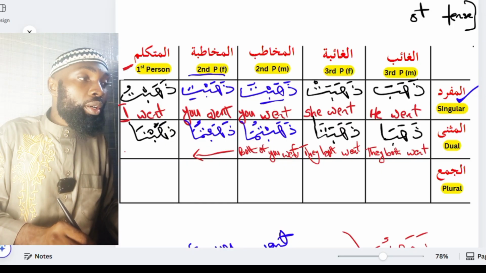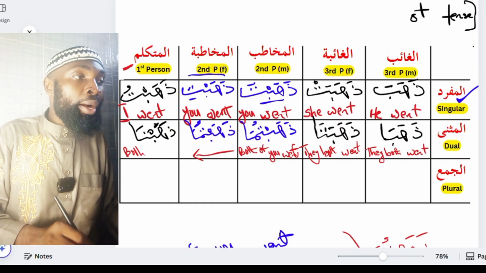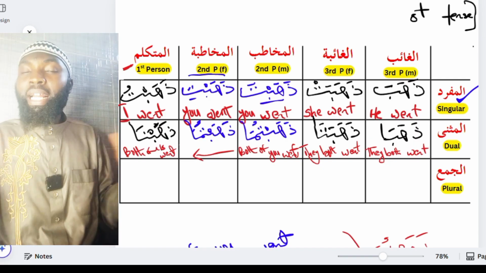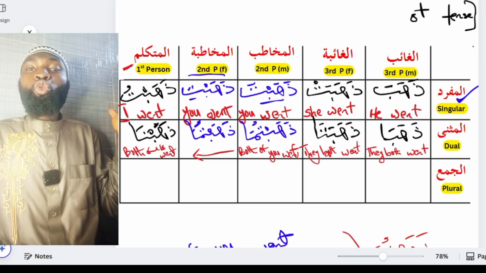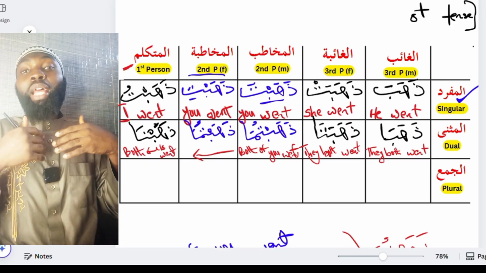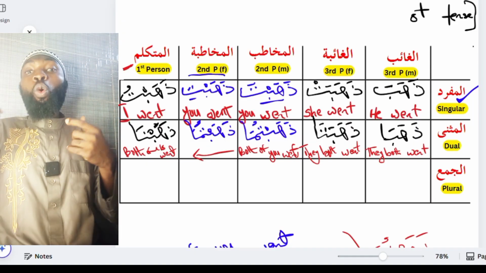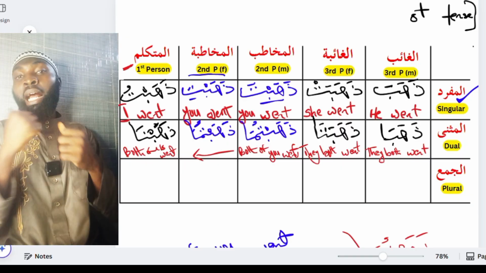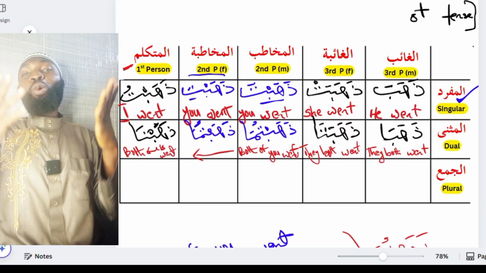So the word is still what? Dhahabna, both of us went, meaning we both went. Two of us went. So I can say ana wa Hamidun or ana wa Hamza, dhahabna, we went.